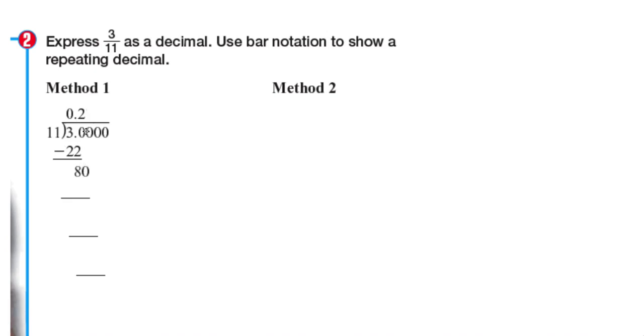How many 11's go into 80? Sorry, that would be 7. 7 times 11 would be 77. Okay, subtract that. That would be 3. Bring down that other 0 right there.